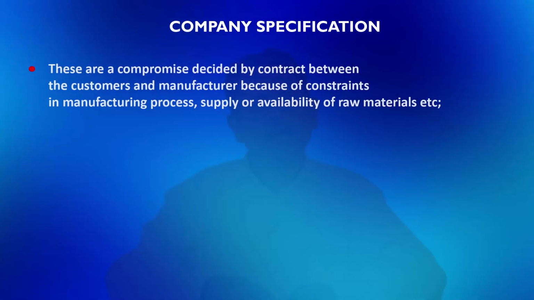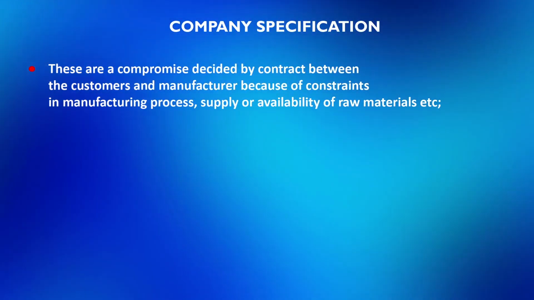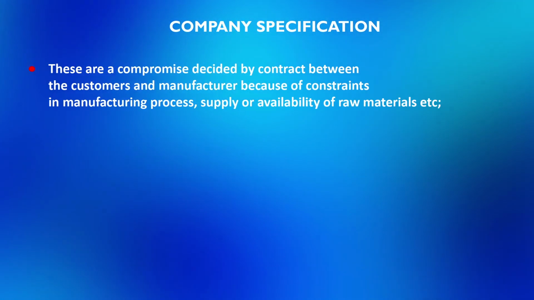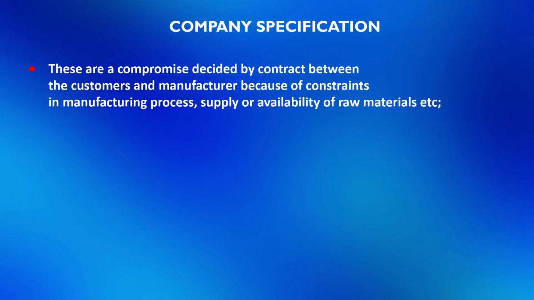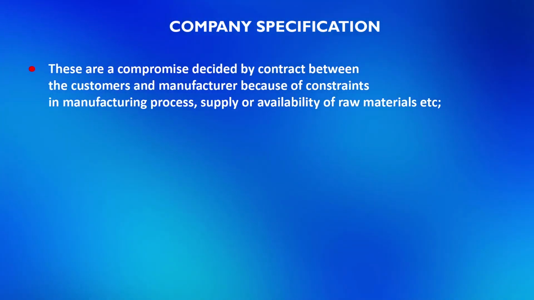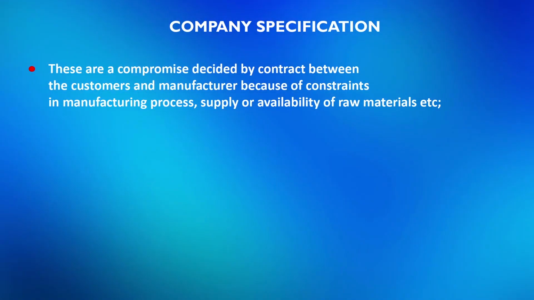So, the specifications will be given by the suppliers or customers to each other, so that they can produce accordingly. These are a compromise decided by contract between the customer and manufacturer, because of constraints in the manufacturing process, supply or availability of raw materials, etc.